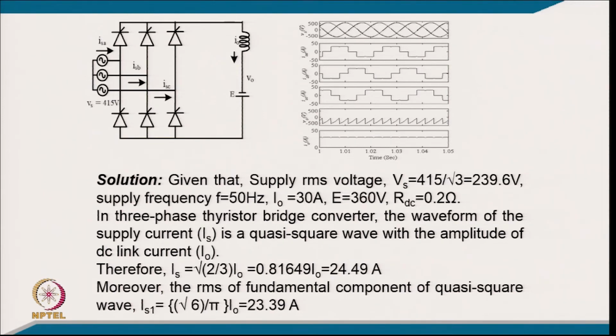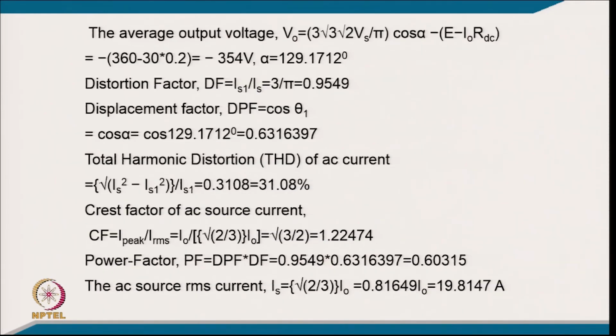In a 3-phase thyristor bridge converter, the waveform of the supply current is a quasi-square wave with the amplitude of the DC current I0. Therefore, IS equals root 2 by 3 into I0, 0.81649 I0, that is 24.49 ampere. Moreover, the RMS of the fundamental of the quasi-square wave is root 6 by pi into I0, that is 23.39 ampere.